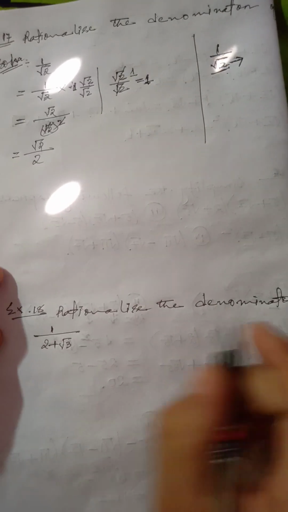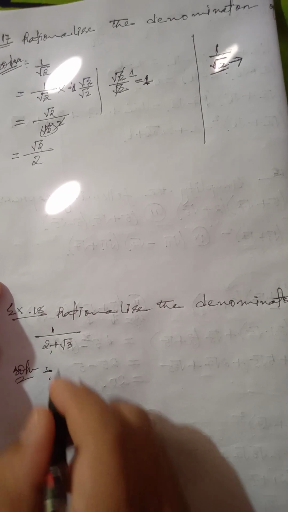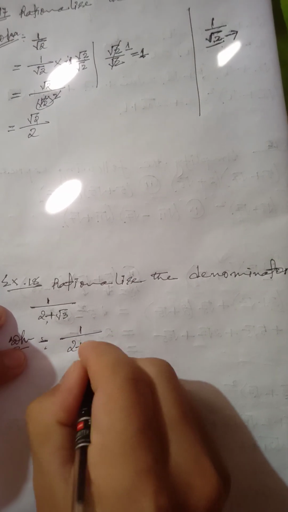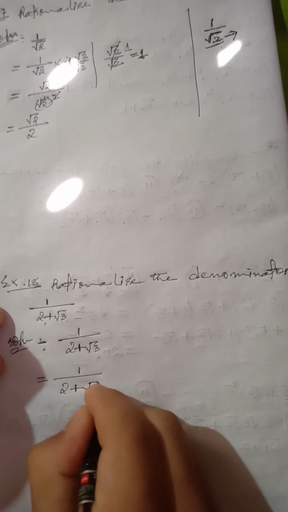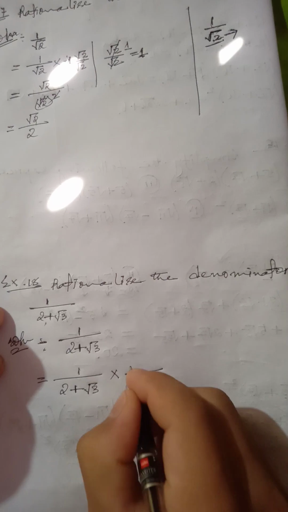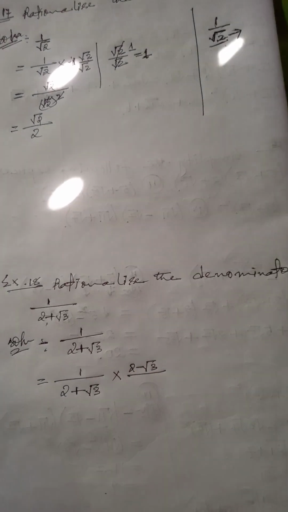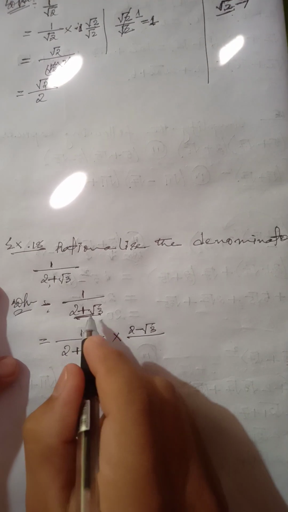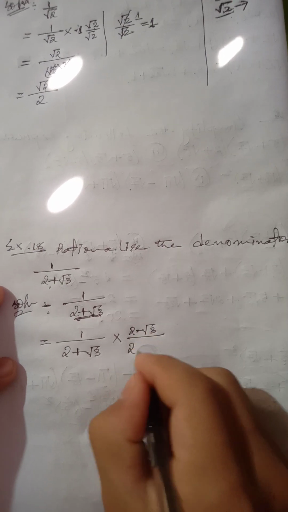Then let us move to this. Even in here we have to rationalize the given expression, or the given number. So we have 1 by 2 plus root 3. You have to multiply with 2 minus root 3. Here the process will be a bit different, because we are going to express this in the form of a rational number.